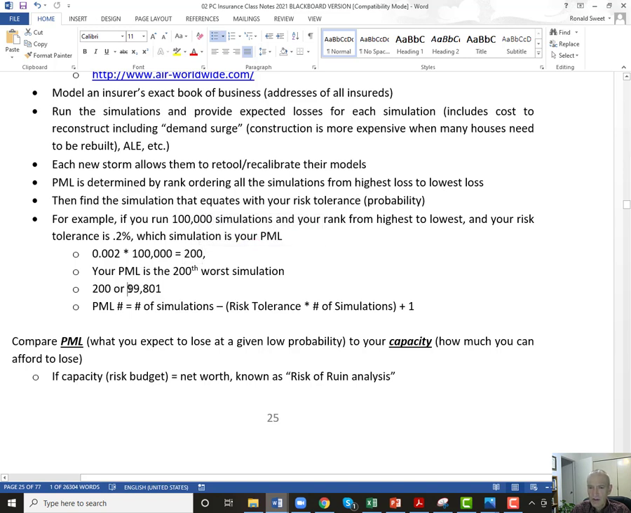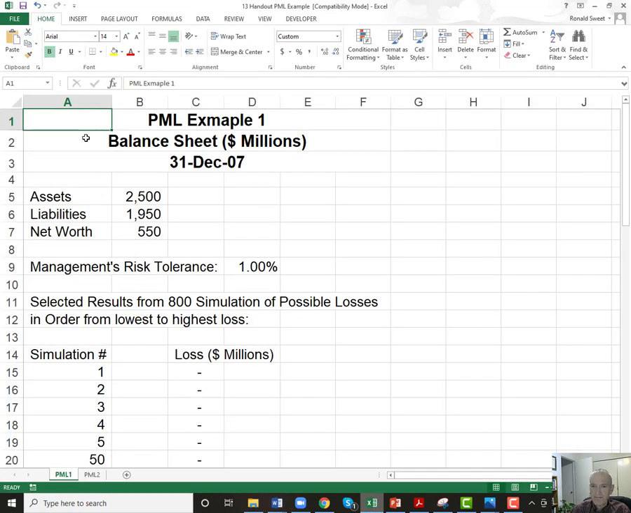If you're doing 100,000, your 200th worst is not 99,800, it's 99,801. So you take your PML simulation number, which is 100,000 minus 0.002 times 100,000 plus 1. All right. So just make sure you've got that plus 1 there at the end. But let's actually work an actual example just so we can see how this is done in practice. So here's a firm. They have $2.5 billion in assets, $1.95 billion in liabilities, so their net worth is $550 million.